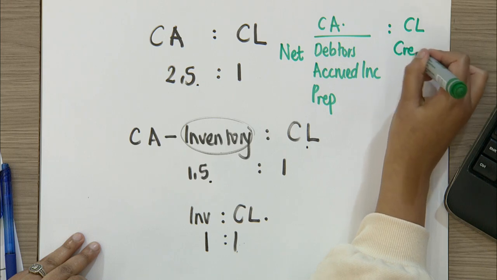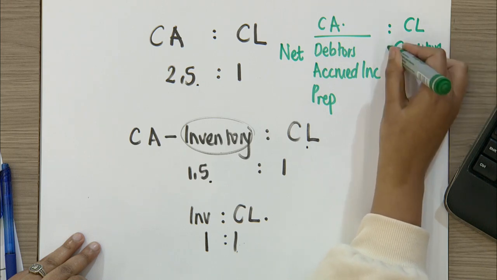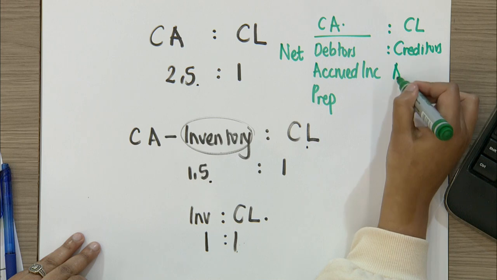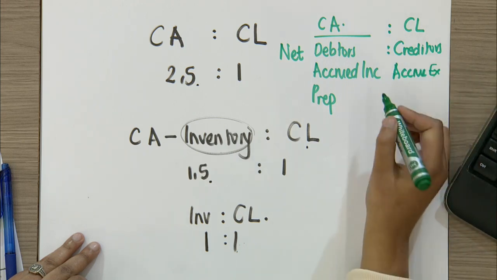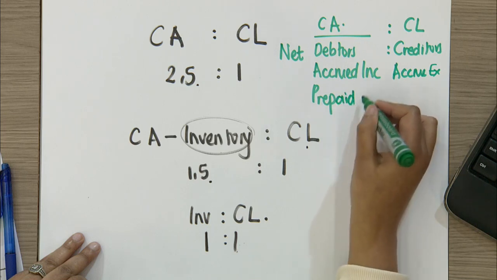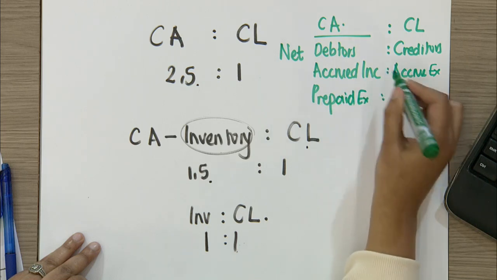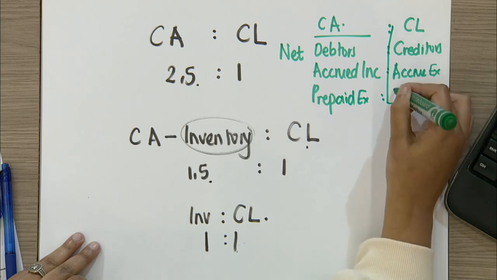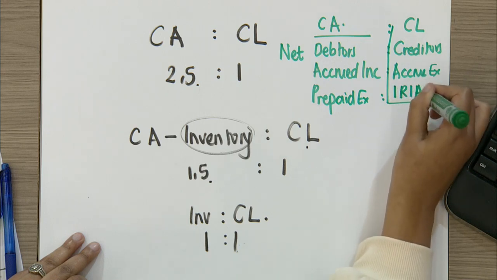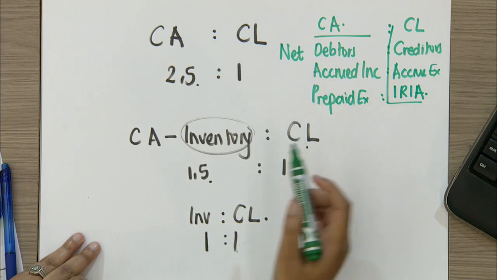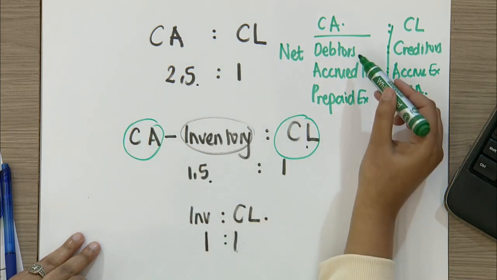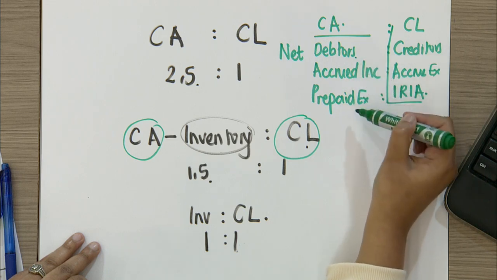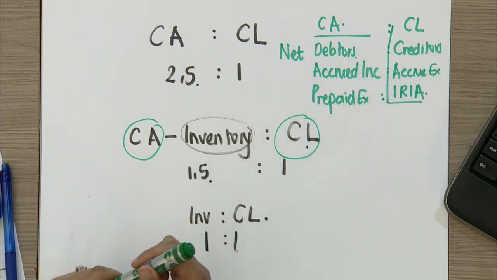Our creditors, our accrued expenses, and the prepaid expense, sorry, and these are all being compared to the income received in advance, right? So again, don't be afraid when you see current assets and current liabilities. You do know more than you think, because these are all things that we have been doing for the past few years in accounting, as well as EMS.